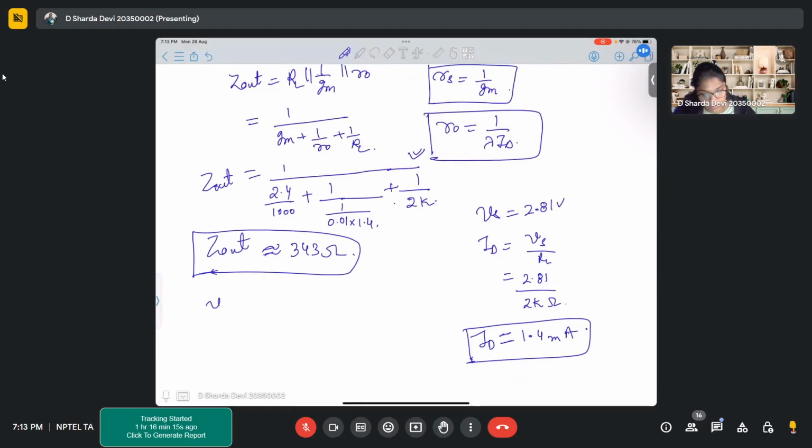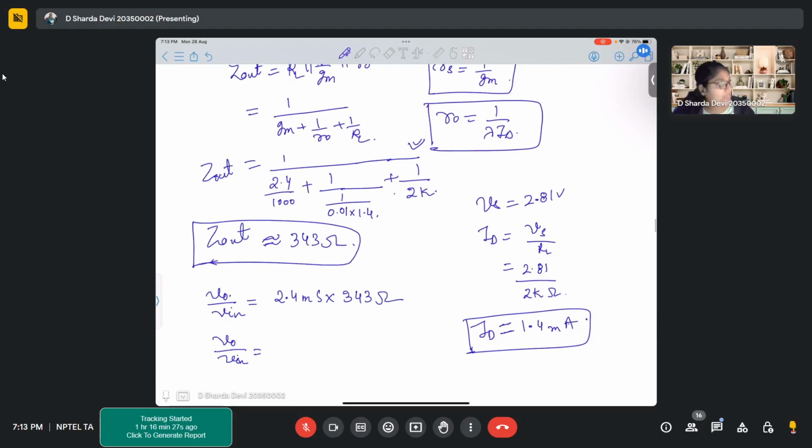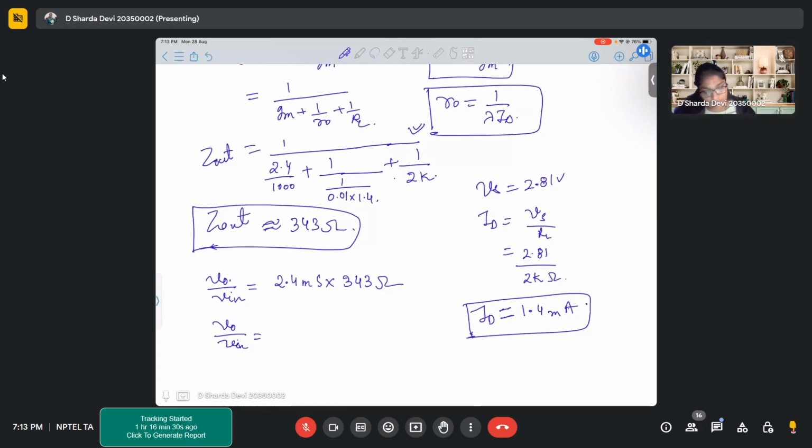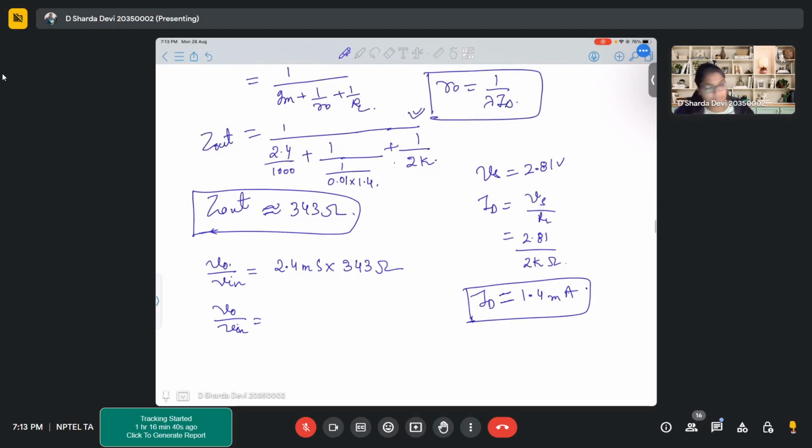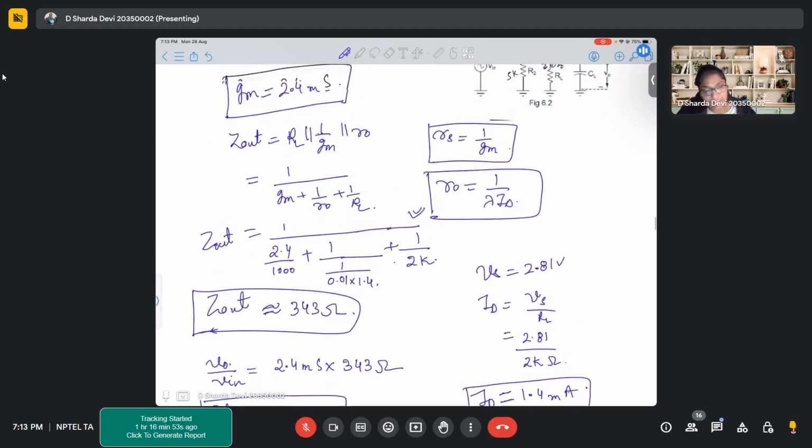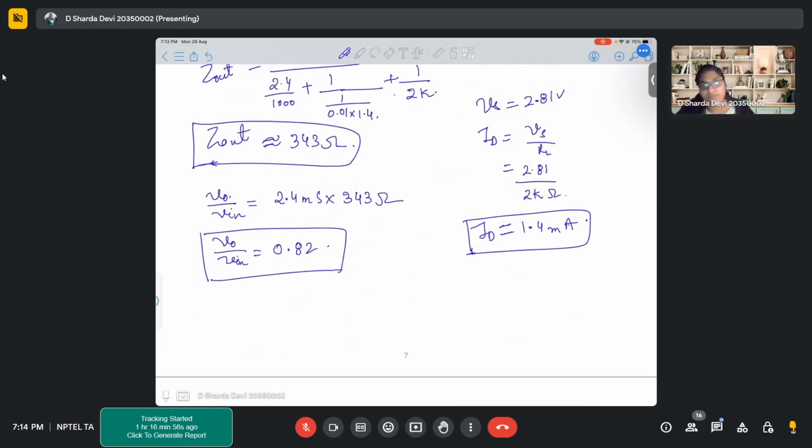So your gain, V out by Vin, is Gm, that is 2.4 millisiemens, into 343 ohms. How much should be the V out by Vin? This is a CD configuration, right? So what should be your gain? Less than 1. Gain should always be less than 1, and here you are getting 0.82, which is less than 1. So you can basically tally your results with this, whether you are going right or you have done some calculation mistakes.